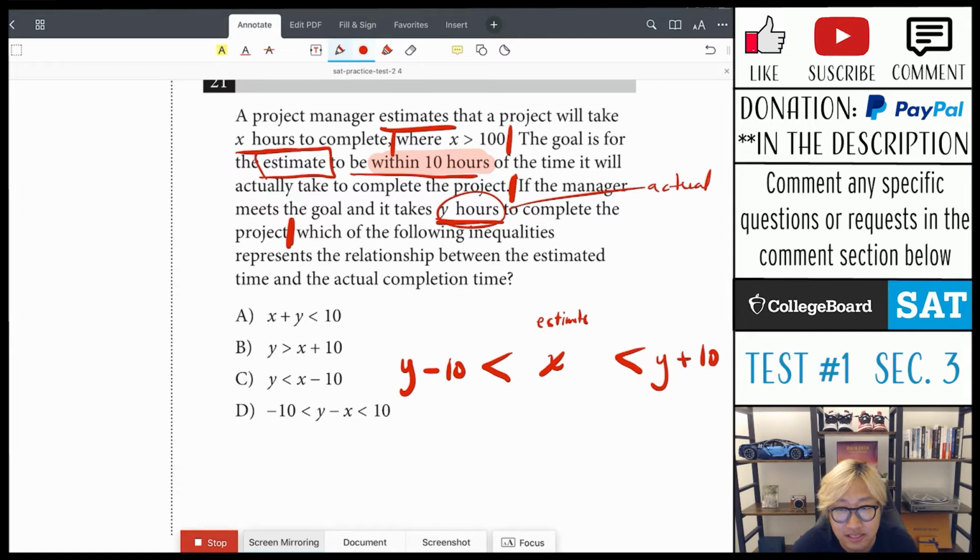Does that make sense? First things first, if you understood what within 10 hours means, then you understood that there should be two different parts to it in terms of inequality. So you have to have two inequalities, meaning only D makes any sense to begin with. So I would get rid of all these three choices.